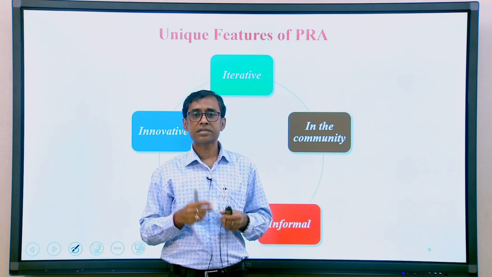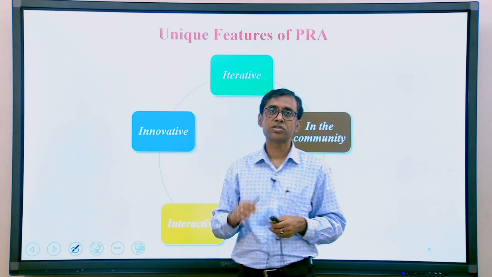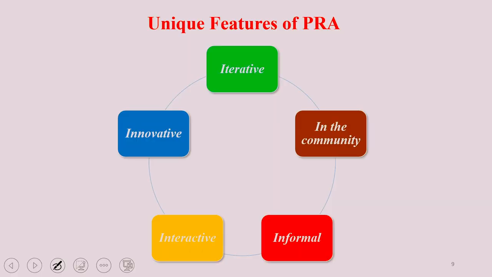Now, let us look at the unique features of PRA. See, PRA is an iterative process, and as we discussed, it happens in the community, with the community, by the community, for the community. It's informal in nature, and that's one other strength of PRA. Because when you interact with people, if you become too formal, the community, especially a rural community, will not be forthcoming.